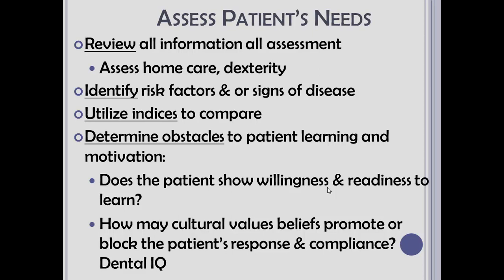So like I said, during the assessment, you're trying to assess the patient's home care. It's super important to know what they're currently doing, the type of dexterity. Certainly you don't want to recommend a complicated toothbrush technique if the patient isn't able to demonstrate that type of dexterity. You want to make sure that you know what the patient's risk factors are and what types of diseases they're more at risk for, and select the appropriate preventative strategies for their risk.